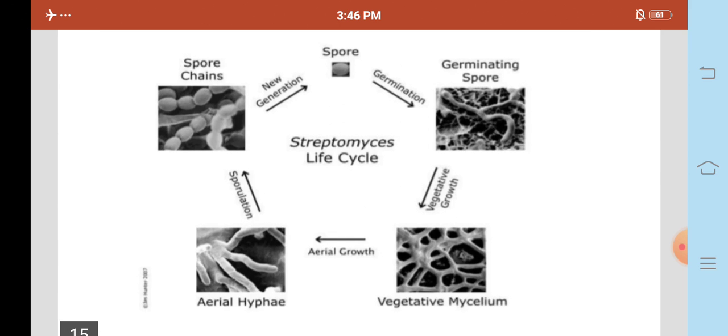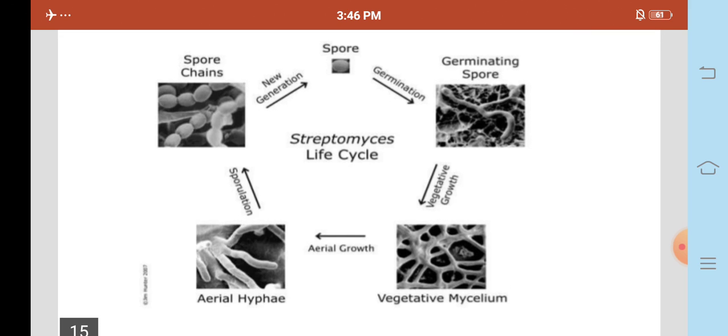This is the life cycle of Streptomyces. First, we observe the spores forming, germinating spores. Next is vegetative growth, the vegetative mycelium. Next, aerial growth, the aerial hyphae. And sporulation, spore chains. And again a new generation, the single spores.